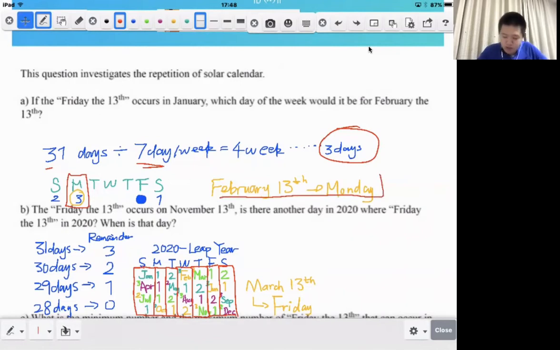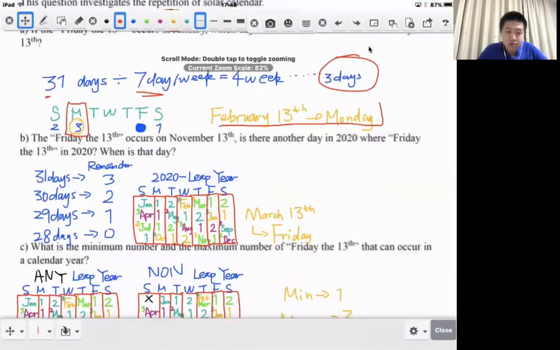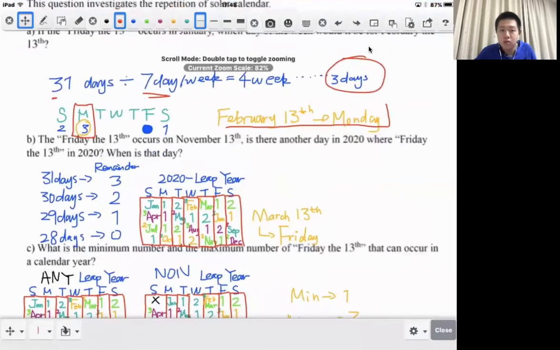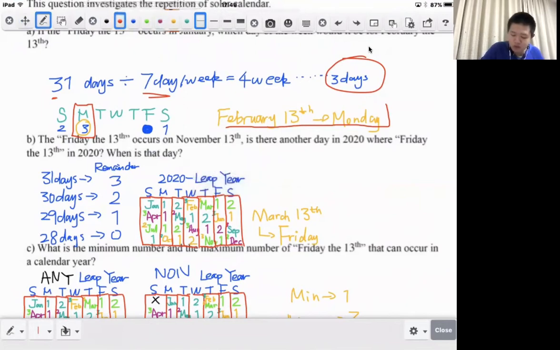And for part B, we're listing it out in this scenario. I don't think you could do this in another way because there's not really a pattern for all the months. Some are 31 days, some are 30 days, some are 28 or 29 days. So I believe you should list that out, which gives you a remainder of 3, 2, 1, or 0.